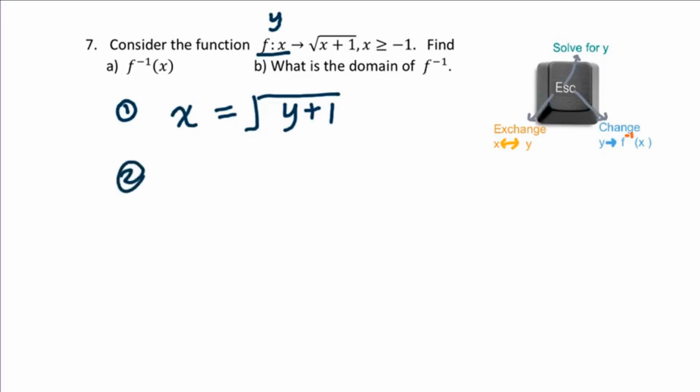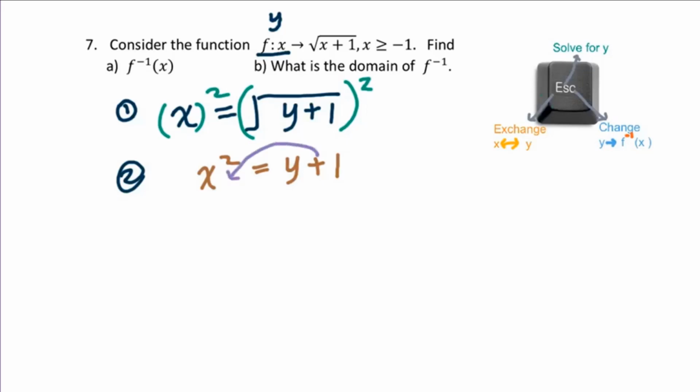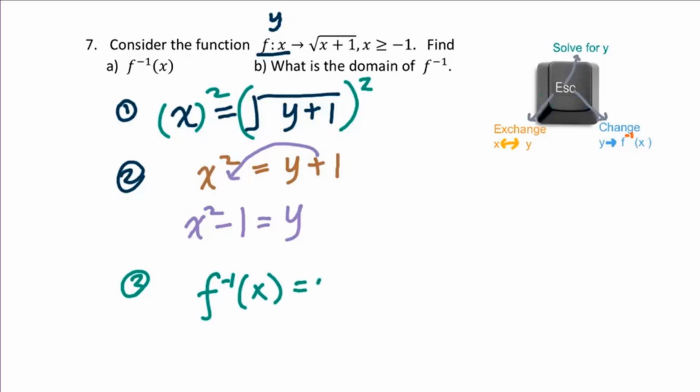Then second step, solve for y. This is a square root function, so square both sides. We got x squared equals y plus 1. Then you have to subtract 1 from both sides. So we got y equals x squared minus 1. Third step, change y into the inverse symbol. Inverse f of x equals x squared minus 1.